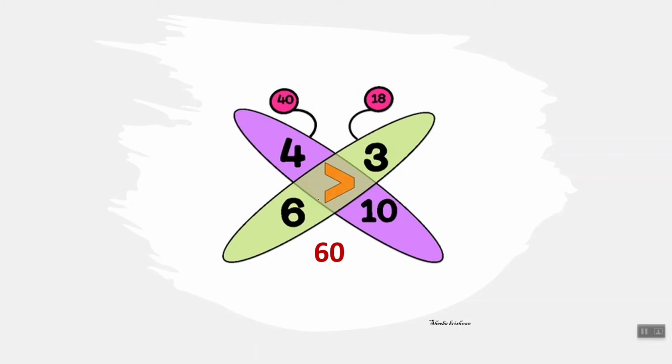Let us take another example. First, we will multiply 4 and 10. 4 times 10 is 40. Then we multiply 6 and 3. 6 times 3 is 18. And then we multiply the denominators 6 and 10. 6 times 10 is 60. So here we will have 40 by 60 and here we will have 18 by 60. So 40 is bigger than 18. So 4 by 6 is bigger than 3 by 10.